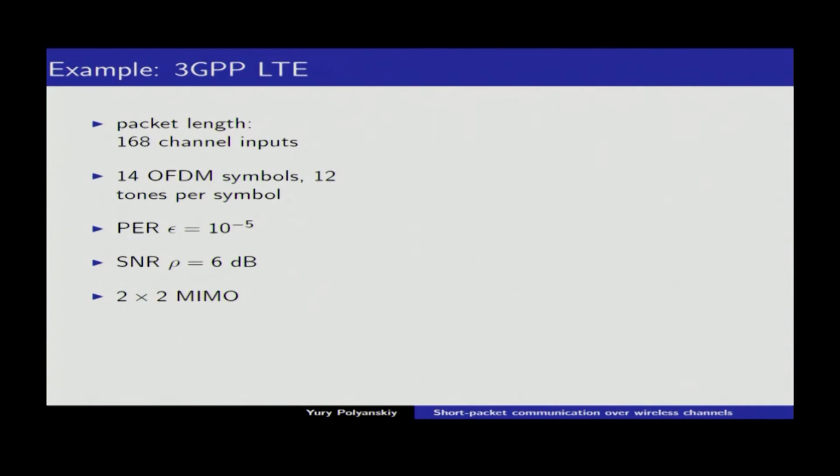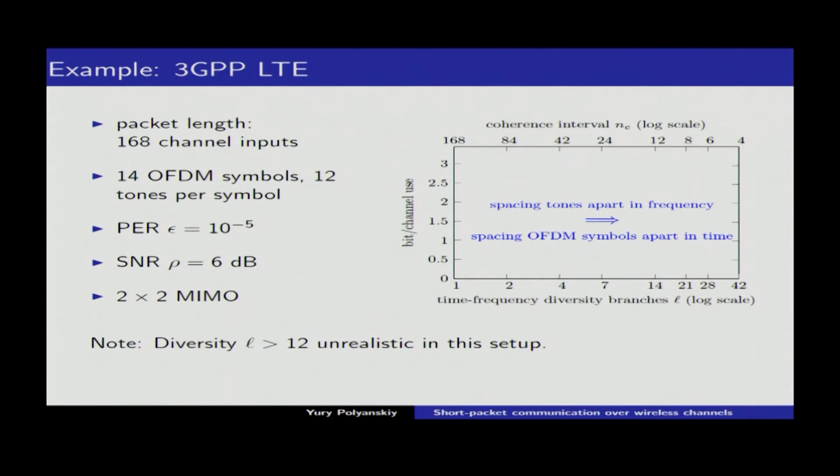Okay, so this is the example I'm going to use. We took one PRB of the LTE system. This is 168 channel inputs, or 14 OFDM symbols with 12 tones per symbol. I'm going to focus on the packet error rate of 10 to the minus 5 and some SNR, and 2x2 or 4x4 MIMO. So here's the map on which we're going to play the game.